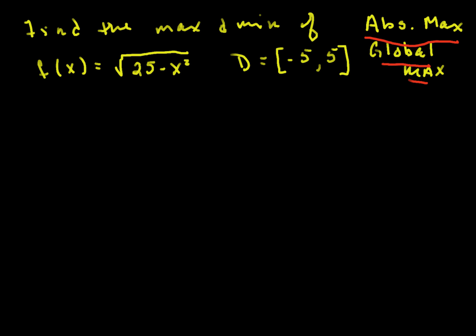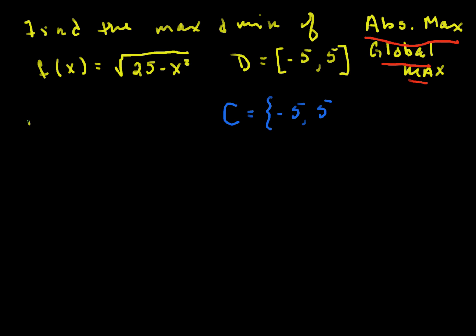Back to this problem at hand. I want to find the max and minimum of root 25 minus x squared on the domain -5 to 5. So right off the bat, because we're on a closed domain, I know that my set of critical points will be -5 and 5. I need to investigate this to find out if I have any interior critical points. So to investigate, I need to take the derivative.